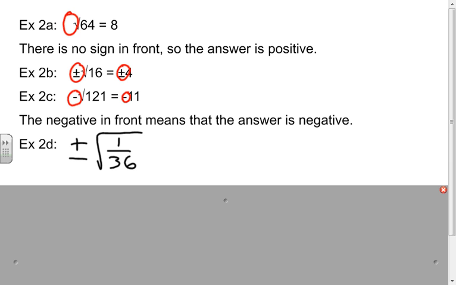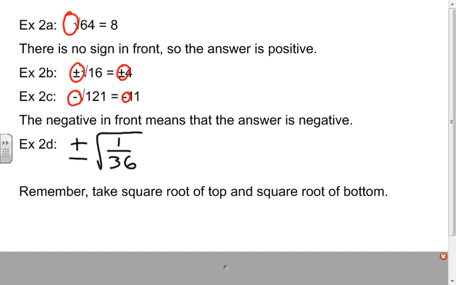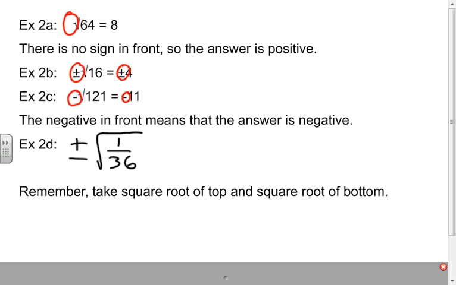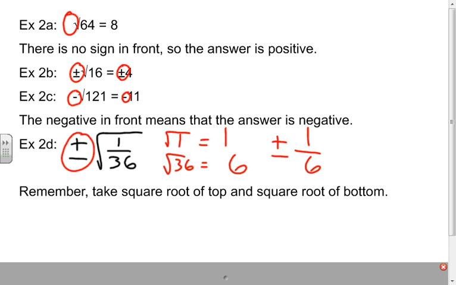Plus and minus the square root of 1 over 36. Remember, when you're taking the square root of a fraction, you have to take the square root of the top and the square root of the bottom. So, the square root of 1 is 1. The square root of 36 is 6. So we get 1 over 6. There was the plus and minus sign in the front of the problem, so we need the plus and minus sign in the front of the answer. So this would be the answer to that problem.